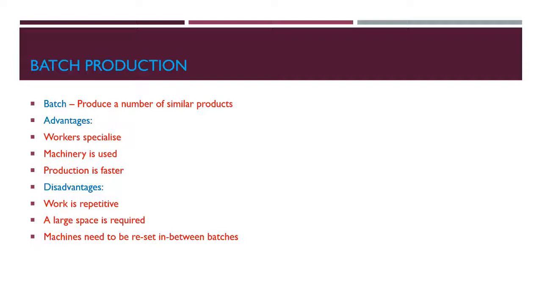So then you can use batch production to make up for this, as batch production is producing a number of similar products in a group. The advantages of this is that the workers will specialize in their field, the machinery will be used, and this means production is faster. Disadvantages though is that work is usually repetitive, so workers get quite bored and demoralized. A large space is usually required, so paying rent, and then machines need to be reset in between batches, which can be time consuming as well. So it's not necessarily that much faster, but you can word it in by saying machinery faster, but then disadvantage. You always need to compare and contrast, you know.